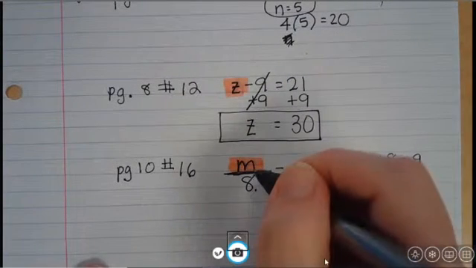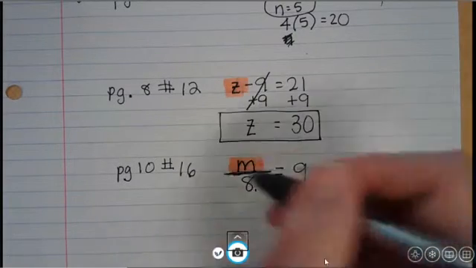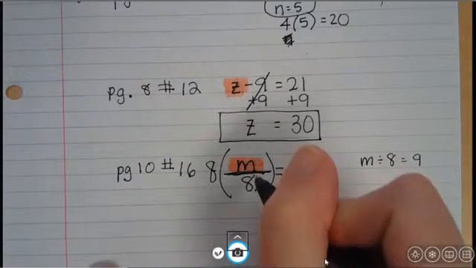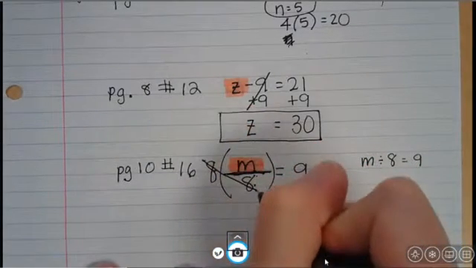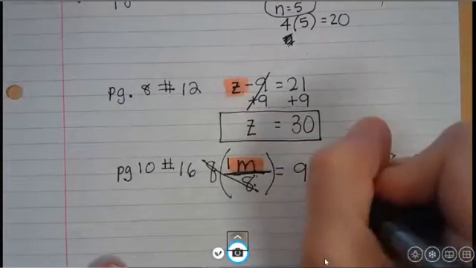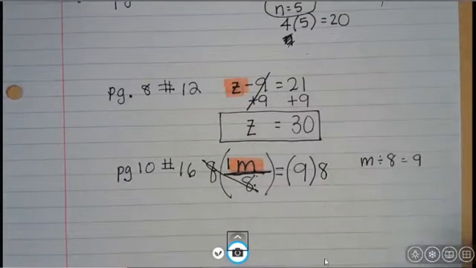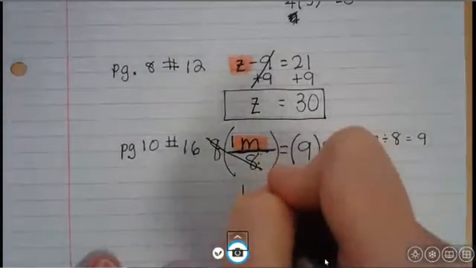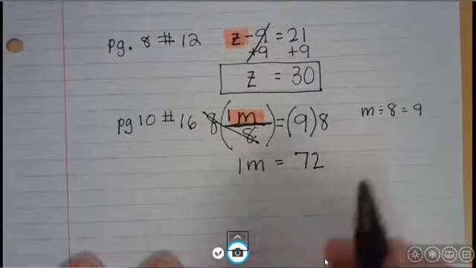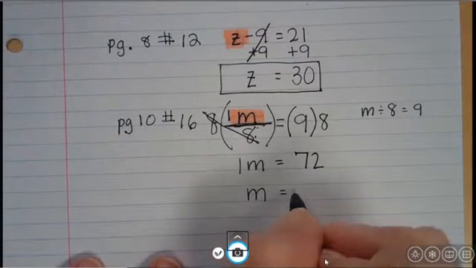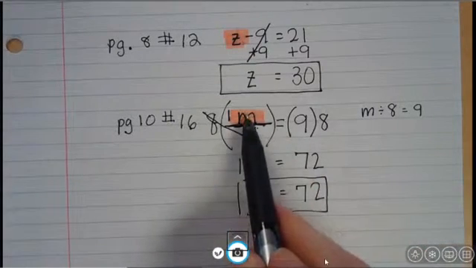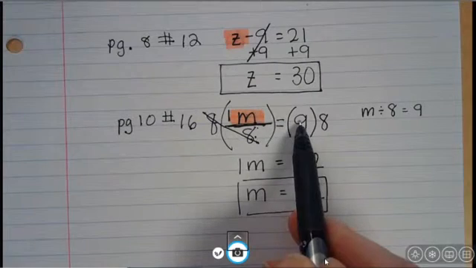Okay, so when I divide, what's the opposite of division? Multiplication. So I'm going to multiply by 8. So 8 divided by 8 is 1. So I have 1m essentially here now. And what I do to one side, I have to do to the other. So I have to multiply the 9 times 8. So I have 1m is equal to 72, and 1m is the same as m. So my variable is equal to 72. And I can check it. I can go 72 divided by 8 is 9. You should know that math fact.